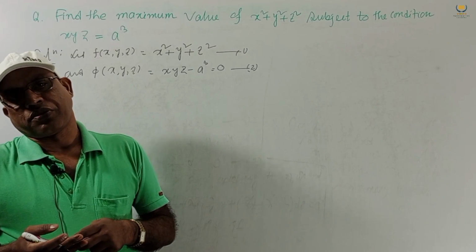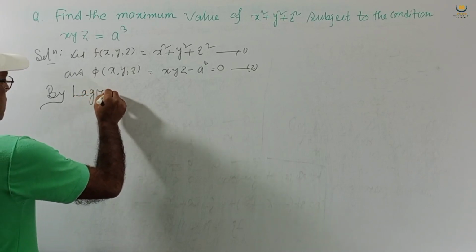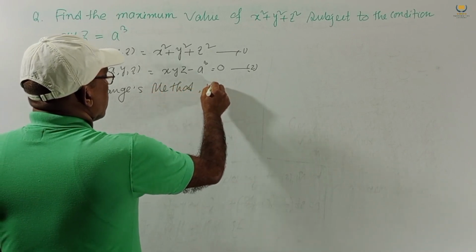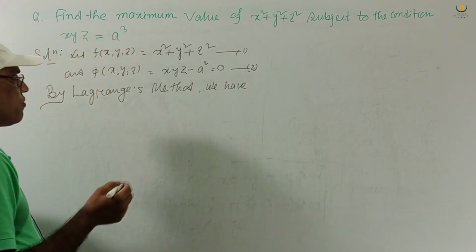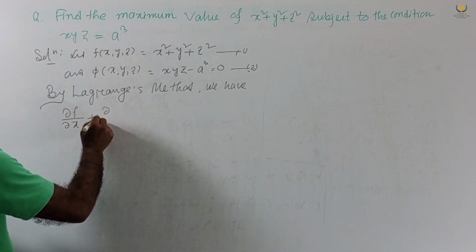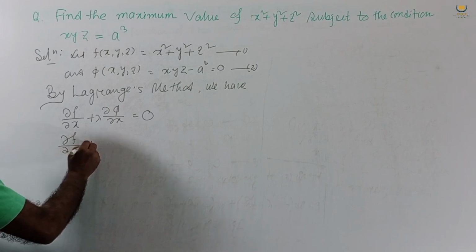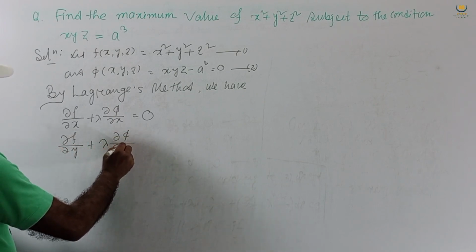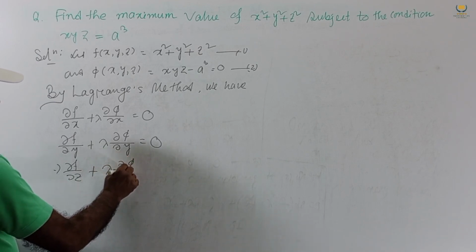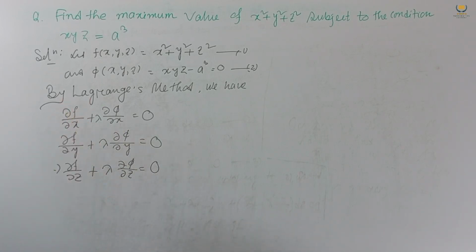We use the Lagrange method. By the Lagrange method, using the formula, we have del f del x plus lambda del phi del x equal to 0, del f del y plus lambda del phi del y equal to 0, del f del z plus lambda del phi del z equal to 0. These are the Lagrange method equations.